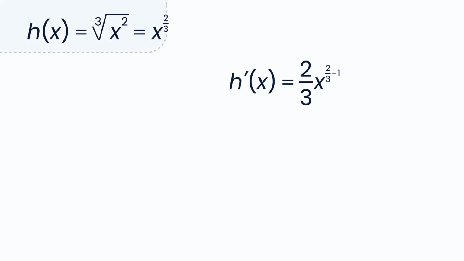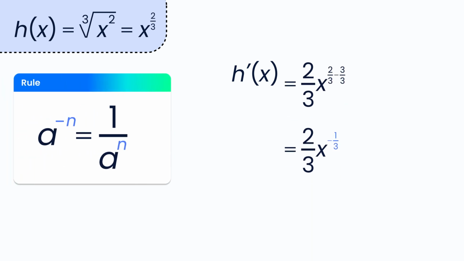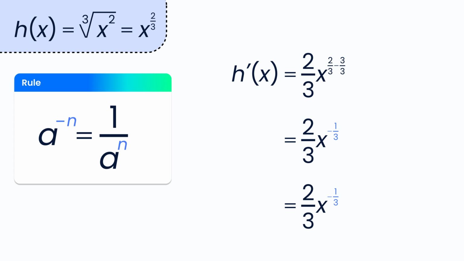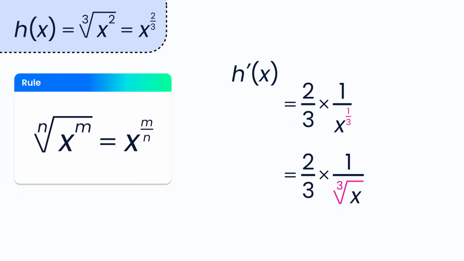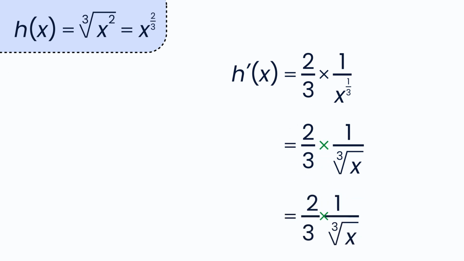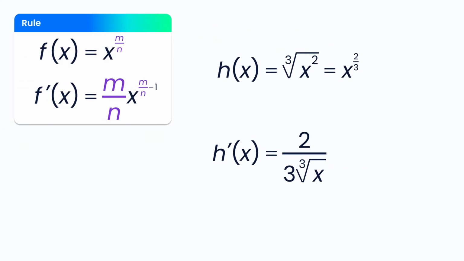To evaluate the expression in the exponent, you write 1 as 3 over 3. 2 over 3 minus 3 over 3 equals minus 1/3. You rewrite the expression using this power rule, and get 2/3 times 1 over x to the power of 1/3. X to the power of 1/3 is equivalent to the cube root of x. You multiply the fractions and get the result 2 over 3 times the cube root of x. To summarize, you've found that for h of x equals the cube root of x squared, h prime of x equals 2 over 3 times the cube root of x.